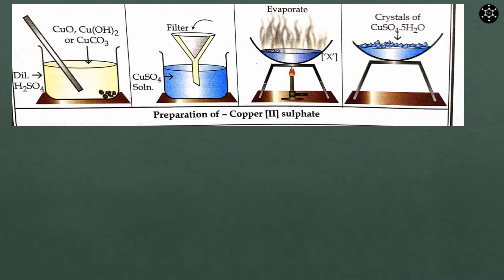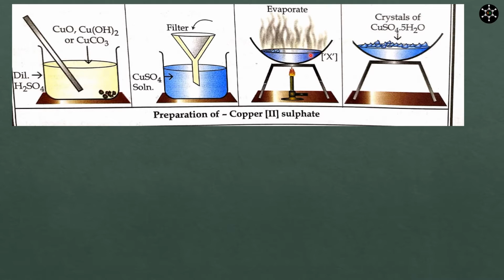Coming to the experimentation, take dilute sulfuric acid in a beaker and add any one of these three salts to the beaker with stirring. Heat it gently so that the added salt dissolves in dilute sulfuric acid and gives copper sulfate as the product. Then filter the copper sulfate solution so that we get a clear copper sulfate solution as filtrate. Evaporate off the filtrate until we get a hot concentrated solution of copper sulfate.